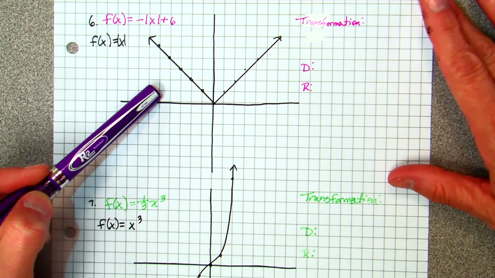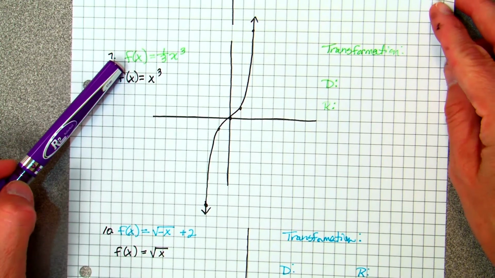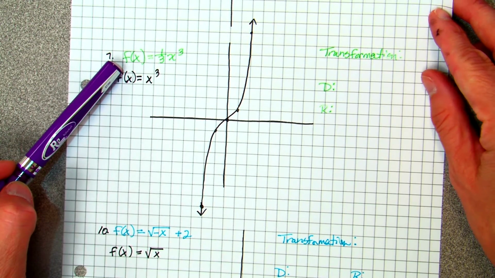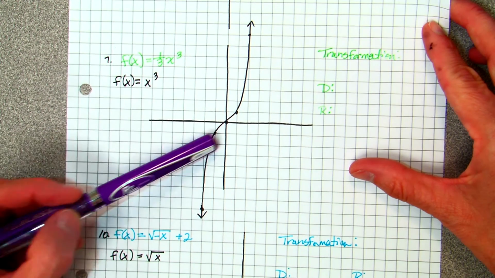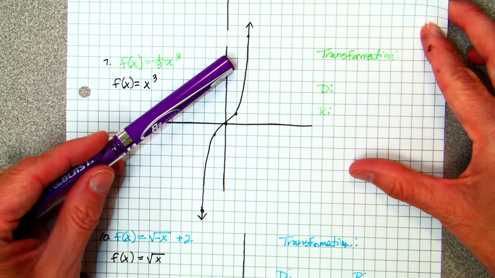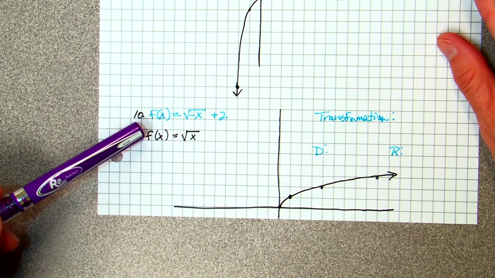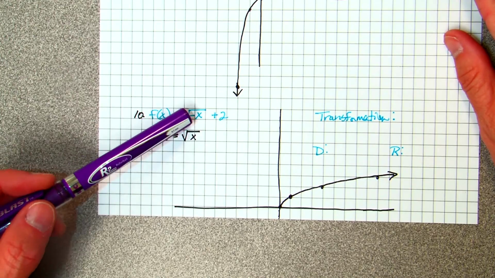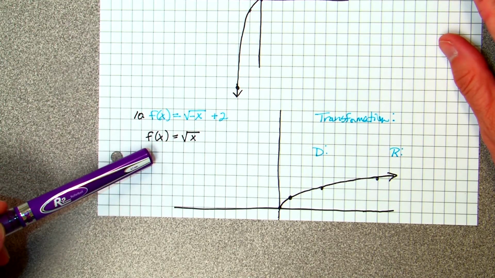I'm also going to do number 7. Number 7, the equation is f of x equals 1/3 x to the 3rd power. The parent function is f of x equals x to the 3rd, and I've drawn it again in black, and I've got the original points for the parent function plotted. And number 10, I'm going to talk about f of x equals the square root of negative x plus 2. And again, I've graphed the parent square root function.